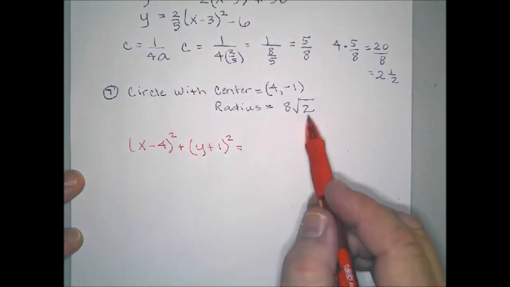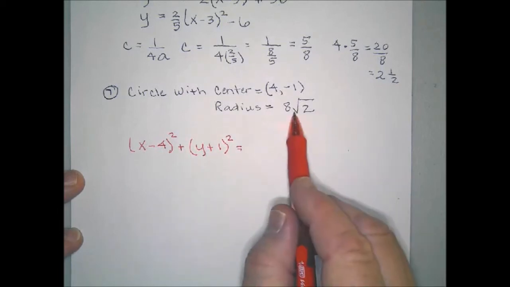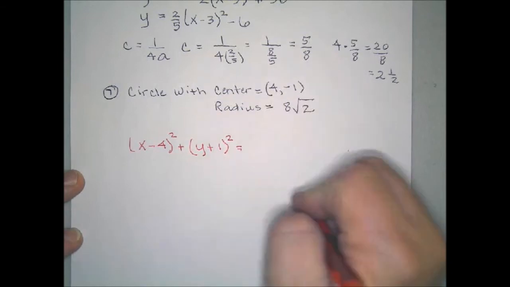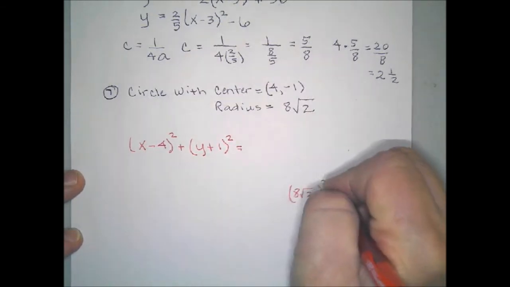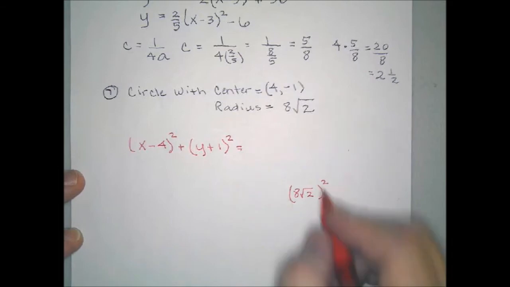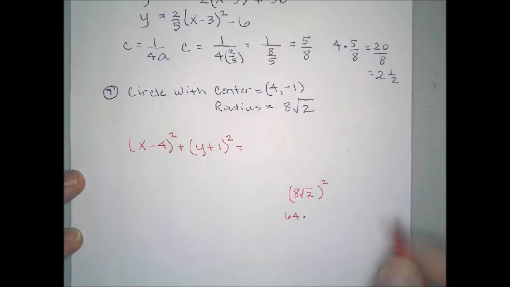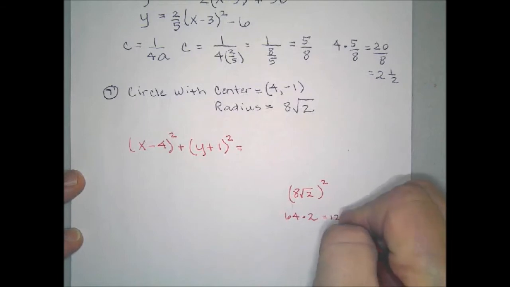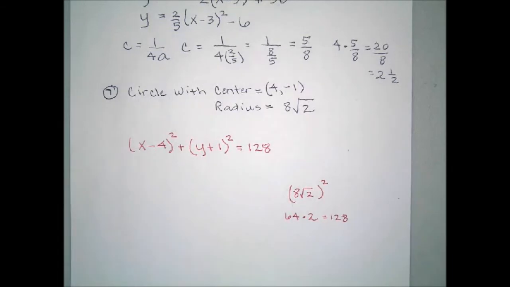Now the last thing is, what would the number be in the equation if this is the radius? Well, this number always represents the radius squared, so all we've got to do is take 8 square root 2 and square it. That's nothing more than 8 squared, which is 64, multiplied by 2. And 64 times 2 is 128. So 128 would go right there. And there's your equation.